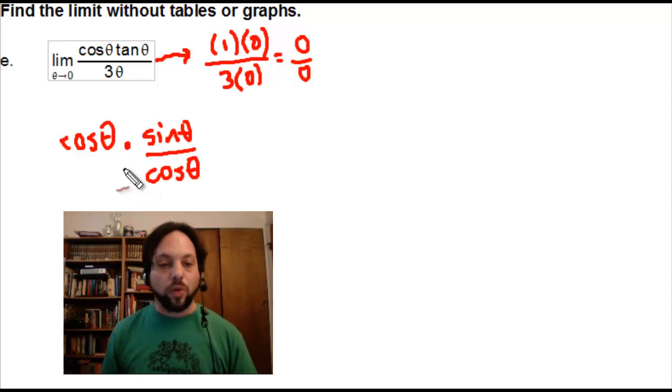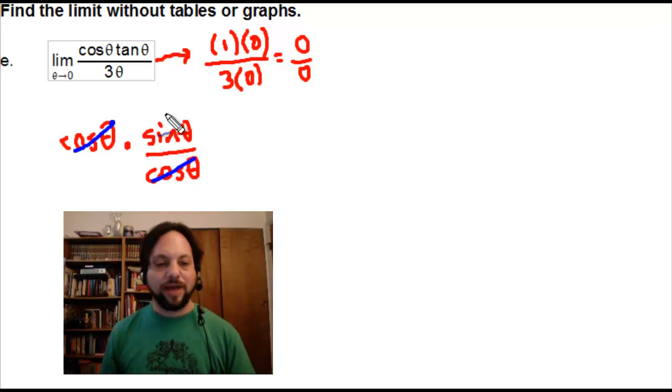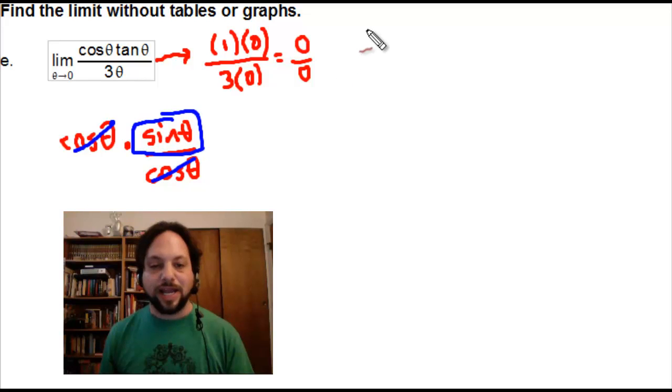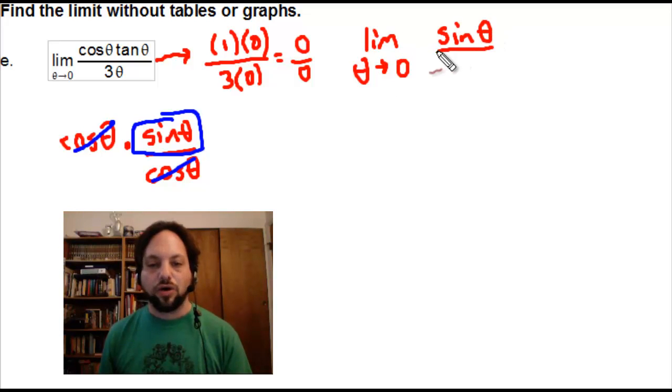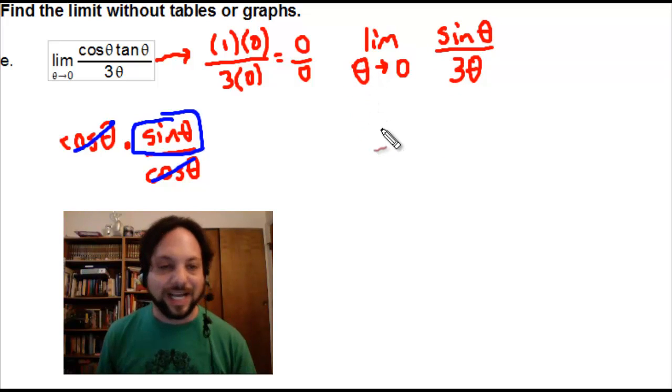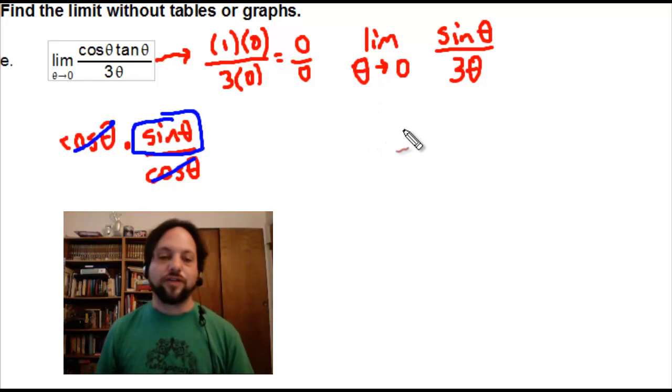And if we do that, watch what's going to happen. The cosines cancel out. And look what we have left in our numerator. It's just going to be sine theta. So let me go ahead and rewrite this problem. We'll do the limit as theta approaches 0 of sine theta over the quantity 3 theta. That looks a lot nicer. It is a lot nicer. In fact, it looks very, very familiar.